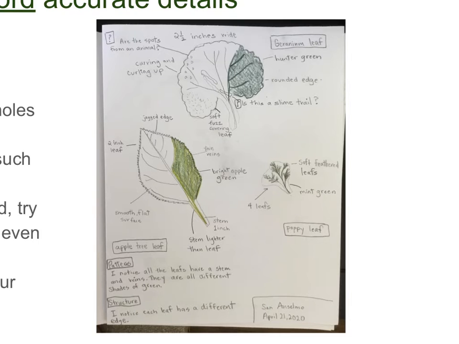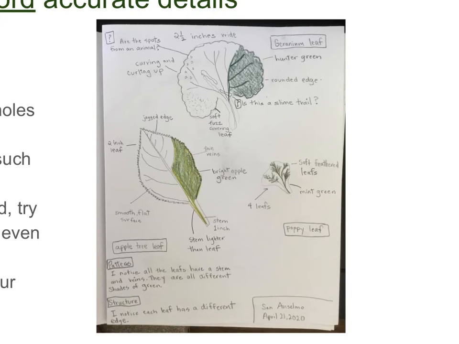Label the colors and add color. So I only shaded in a little bit of each leaf, trying to get as accurate as possible with the color I chose. And I labeled it with words as well. So the geranium leaf says hunter green. The apple tree leaf I labeled bright apple green. And the poppy leaf says mint green.